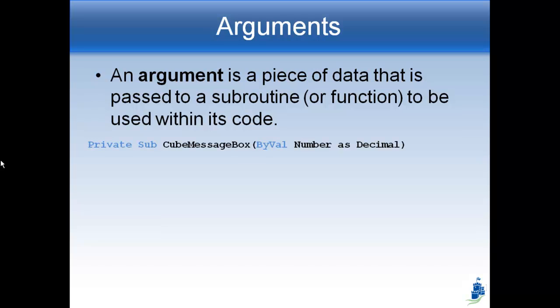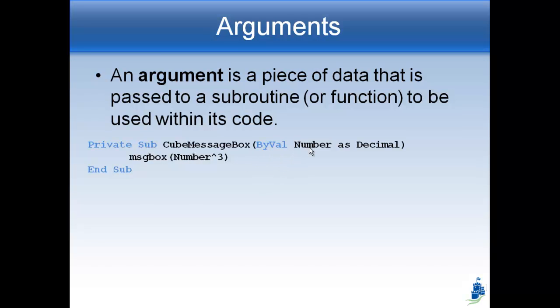So, for example, let's say I've written my own subroutine. It's called CubeMessageBox because it's going to take a number, and you'll see I've written ByVal and then number As Decimal. This is my argument as I'm defining it, and I'm going to cube it. So I have the private subroutine CubeMessageBox, which is going to take this number and cube it in a message box. And I'm passing this number as an argument. Okay, so I just take that number and cube it and stick it in a message box. And that's my whole subroutine. So all this does is cube the number and spit it out in a message box.